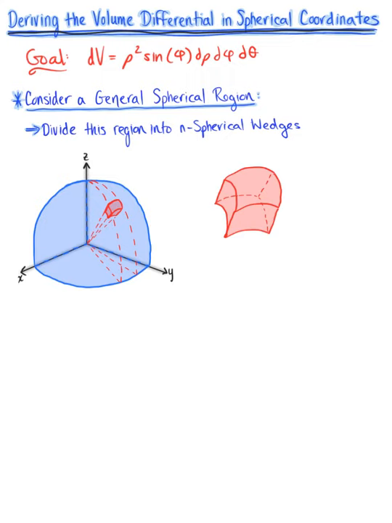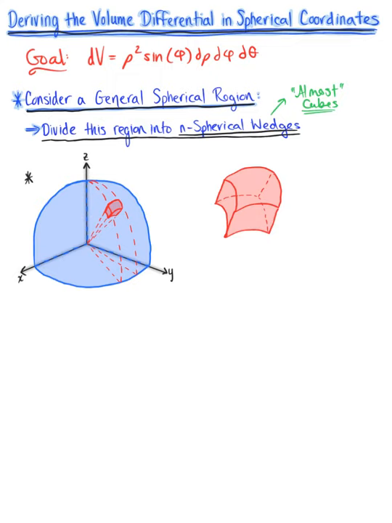So to do this, again, just like with polar coordinates, here we're going to start by considering a general spherical region. So below, I've drawn a general spherical region. We have the portion of a sphere in the first octant. Now, what we want to do to derive this differential is divide this spherical region into n spherical wedges, aka n almost cubes. So we'll keep that almost cubes in mind as we continue.